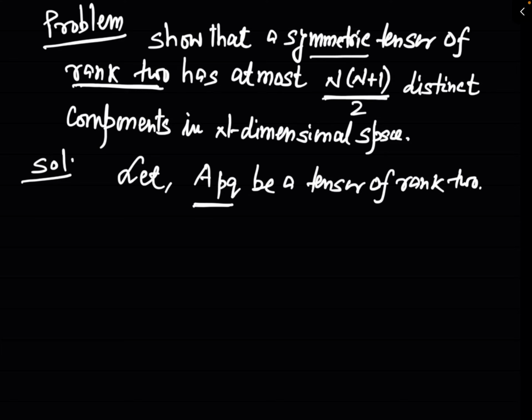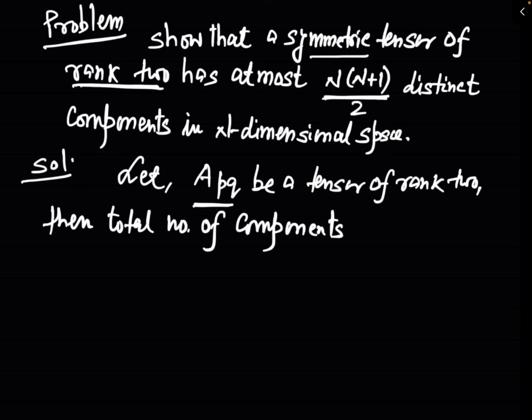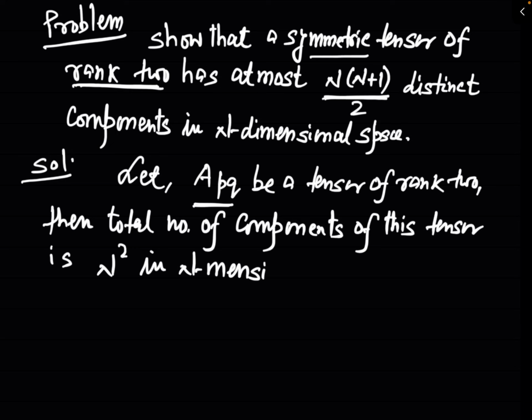So if Apq is a tensor of rank 2, then the total number of components of this tensor is n square in n-dimensional space.